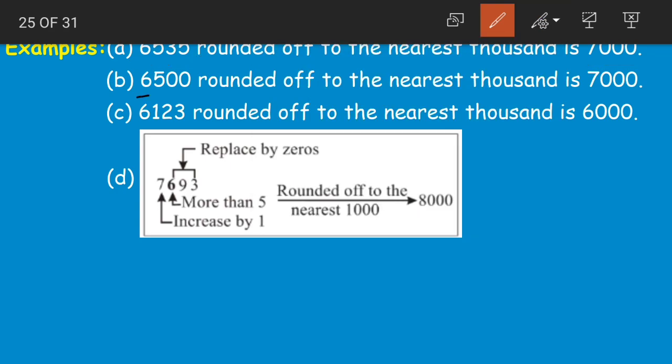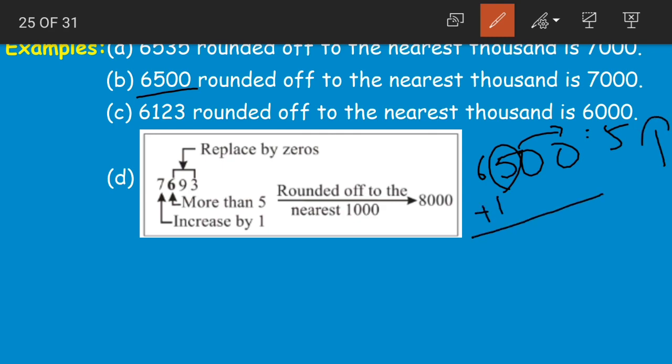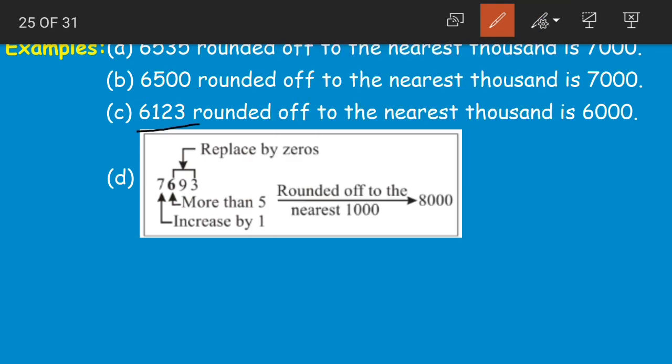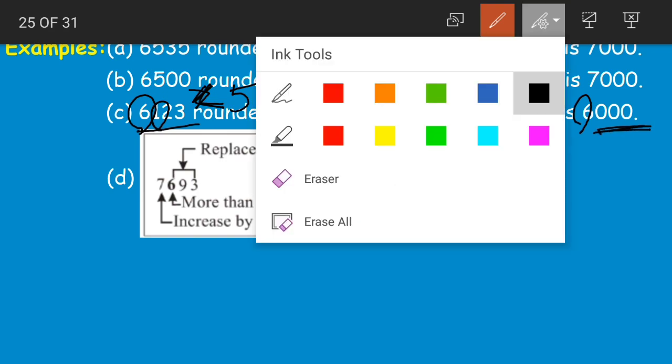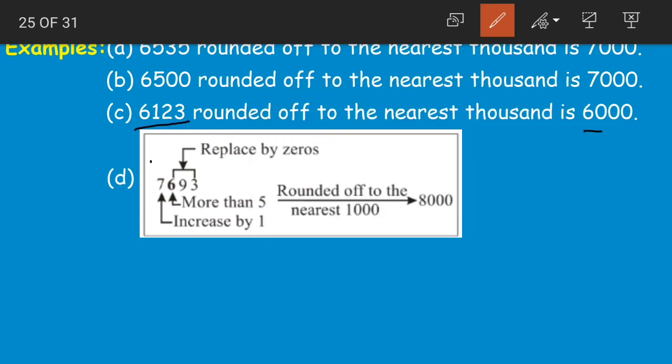7000. Coming to the second one, 6500. Again the digit is equal to 5, so we round up. By rounding up we mean add 1 to the digit in thousands place. 6 plus 1 becomes 7, and the remaining digits become 0. So 6500 is rounded off as 7000. Again, 6123. We have 1 at hundreds place. It is less than 5, so the 6 remains the same, and we replace the remaining digits with 0. 6123 becomes 6000 when rounded off to the nearest thousand.